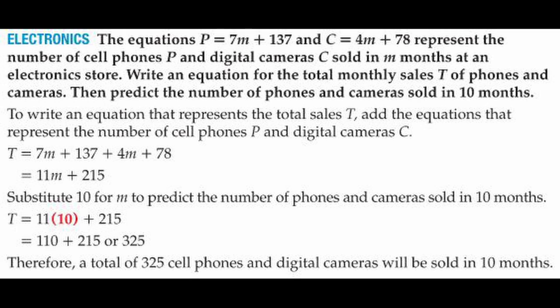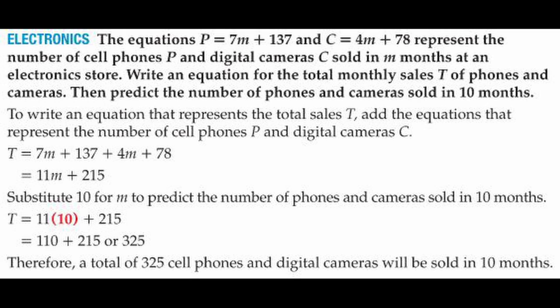So all we're going to do is take 7m plus 137, which is the first binomial. We don't have to worry about the P. And then 4m plus 78, which is the C. And we're just going to combine like terms by grouping just like before. 7m plus 4m is 11m, and 137 plus 78 is 215.